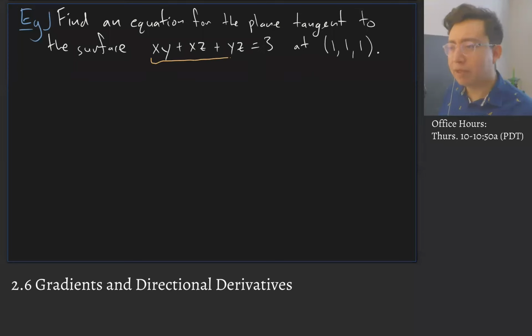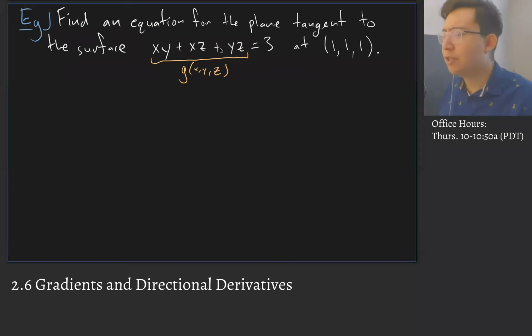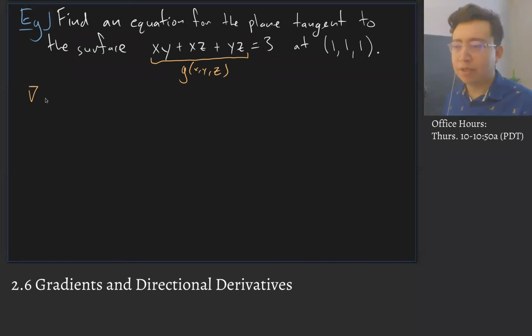We want to say this is going to be our function g of x, y, z, or f of x. For some reason, I use g. And we're going to compute the gradient of this to get the normal vector, and then use that to find the tangent plane. So we compute the gradient of g.